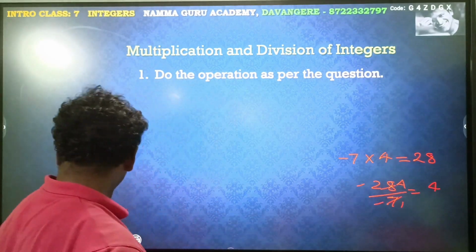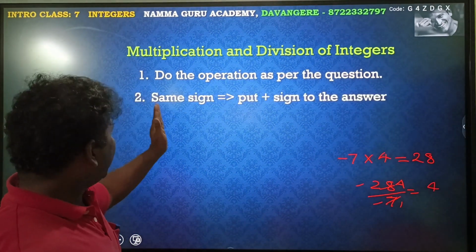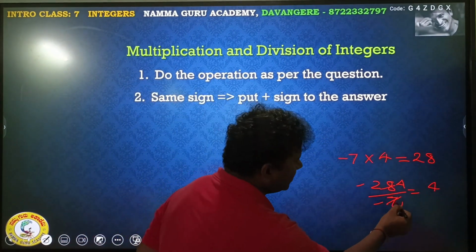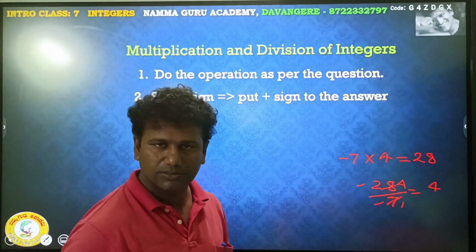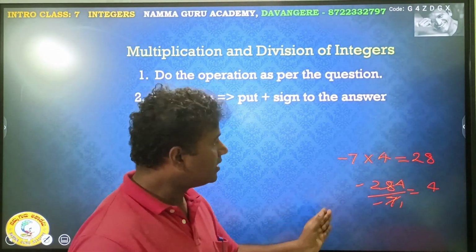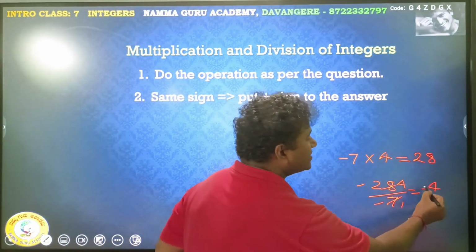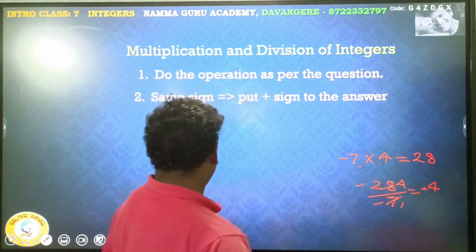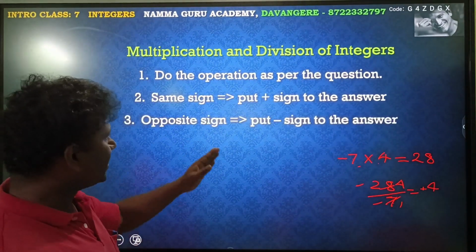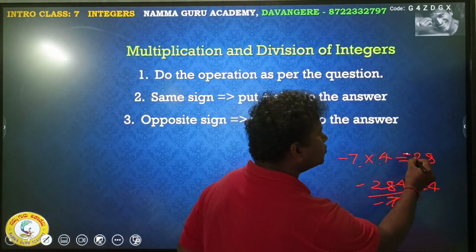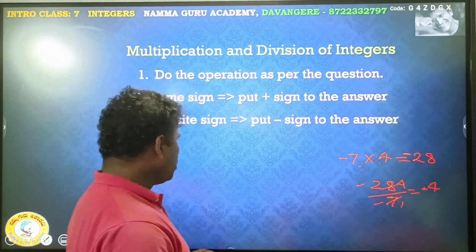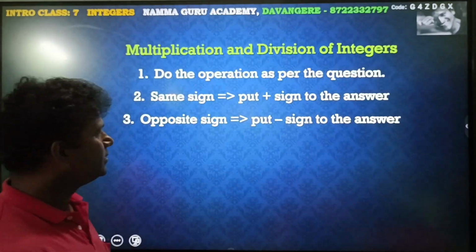Have you understood? Then second point, if both the numbers are having the same sign, here you can see 28 and 7 had the same sign, minus minus or plus plus, then the answer will get a plus sign. It will become positive. If both the numbers are having opposite or different signs, then put minus on the answer. Have you understood? I hope you have understood it also clearly.